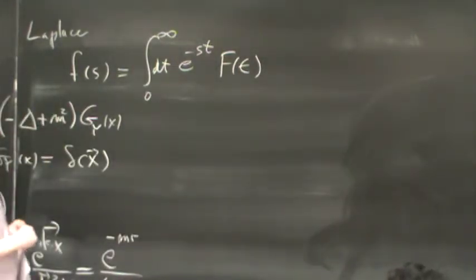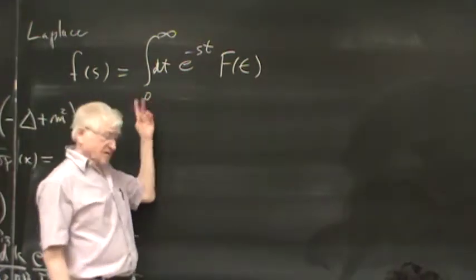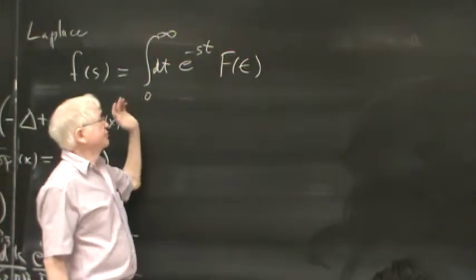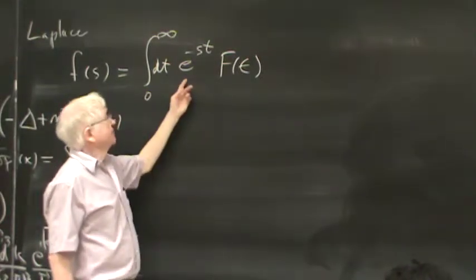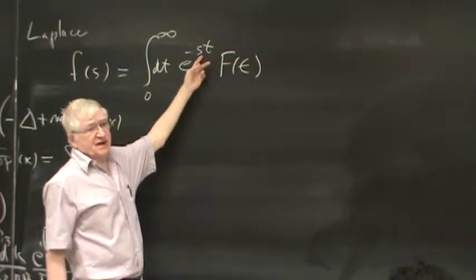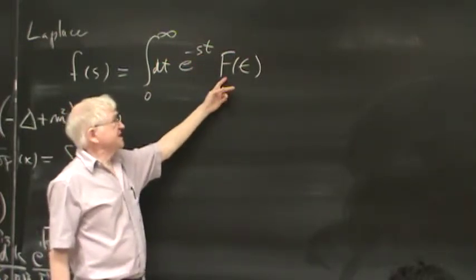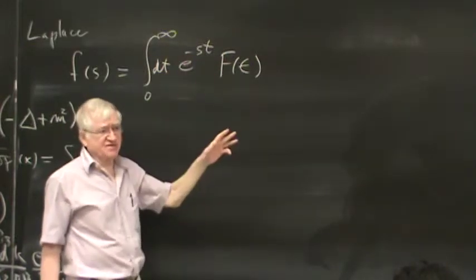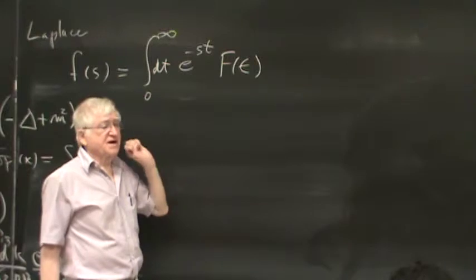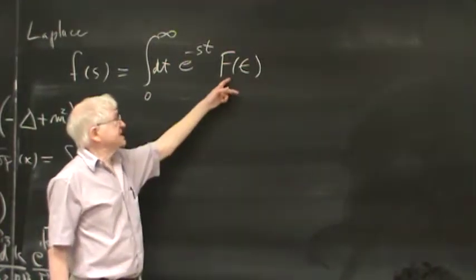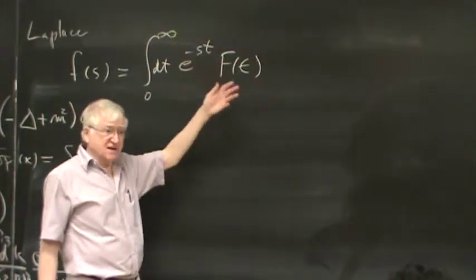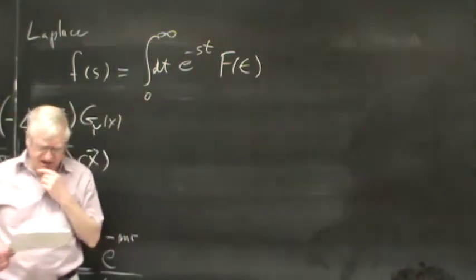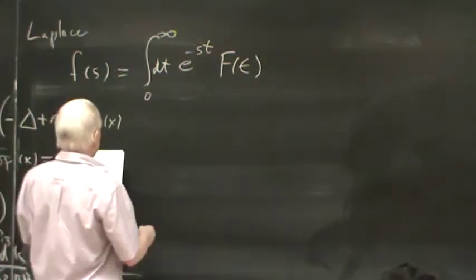The next thing to notice is that because this is only an integral over the half line, the positive real numbers, and because we have this decaying exponential, we can define the Laplace transform for functions f of t that don't have Fourier transforms. As long as f of t doesn't grow faster than an exponential, it will have a Laplace transform.